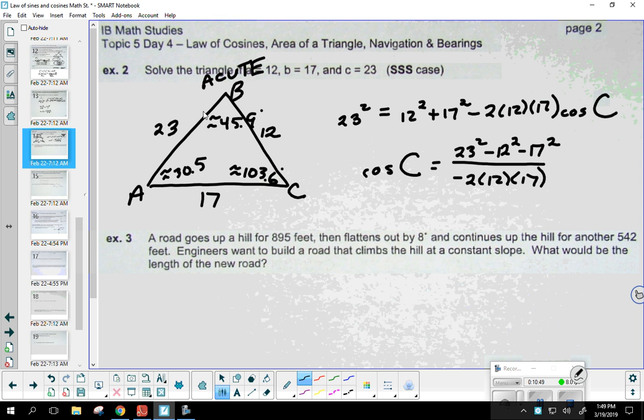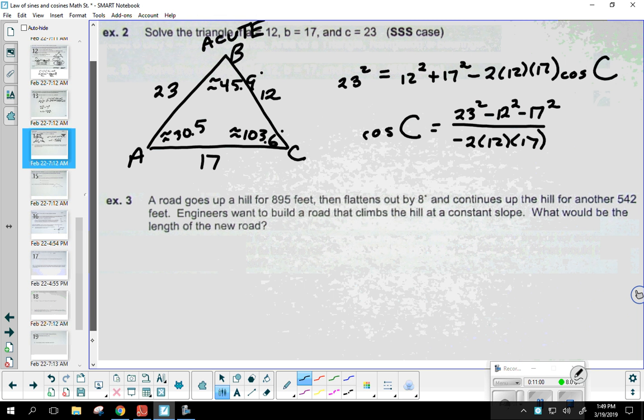Okay. All right. So how are we feeling about the law of cosines? Not bad. Okay. A little more practice, I think we'll be doing okay. Let's try another example. See what's going on.